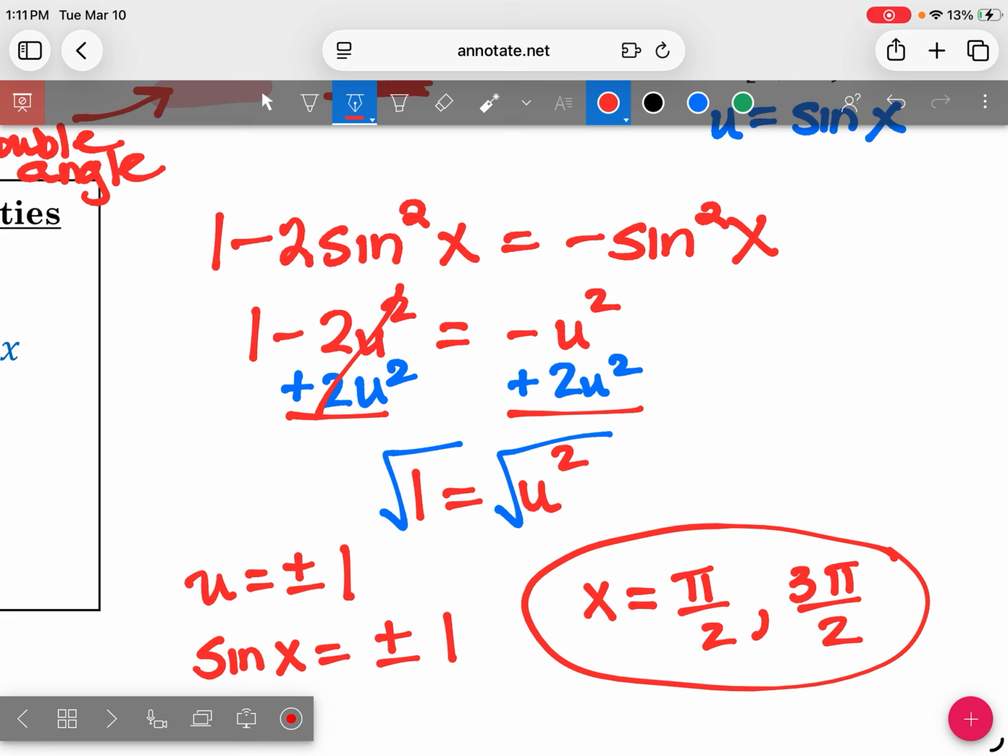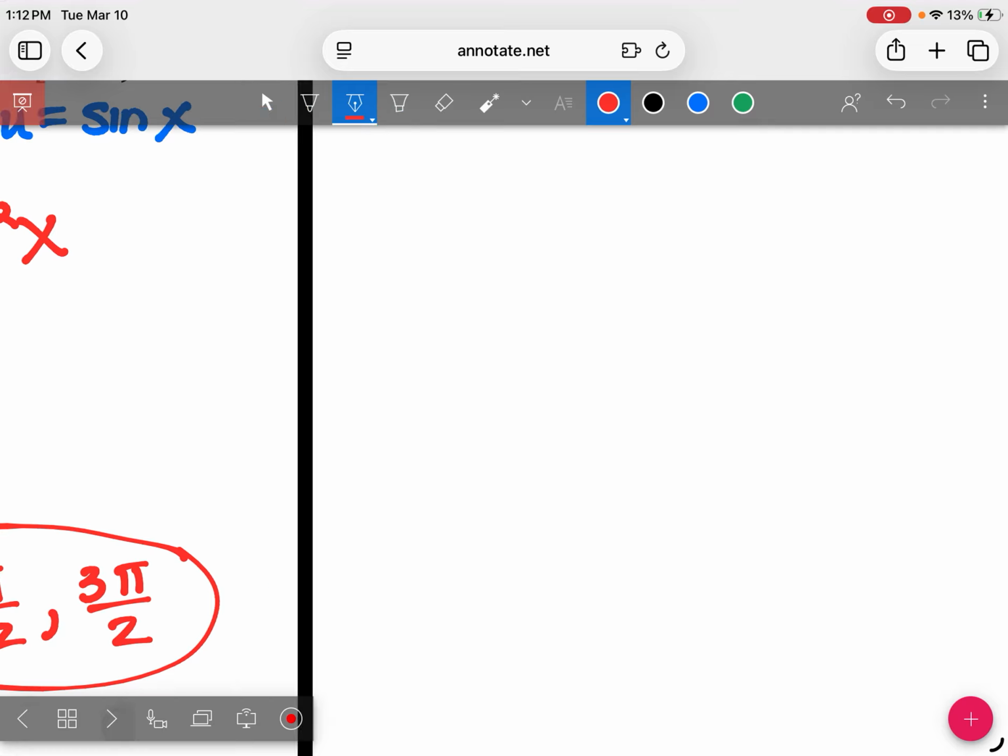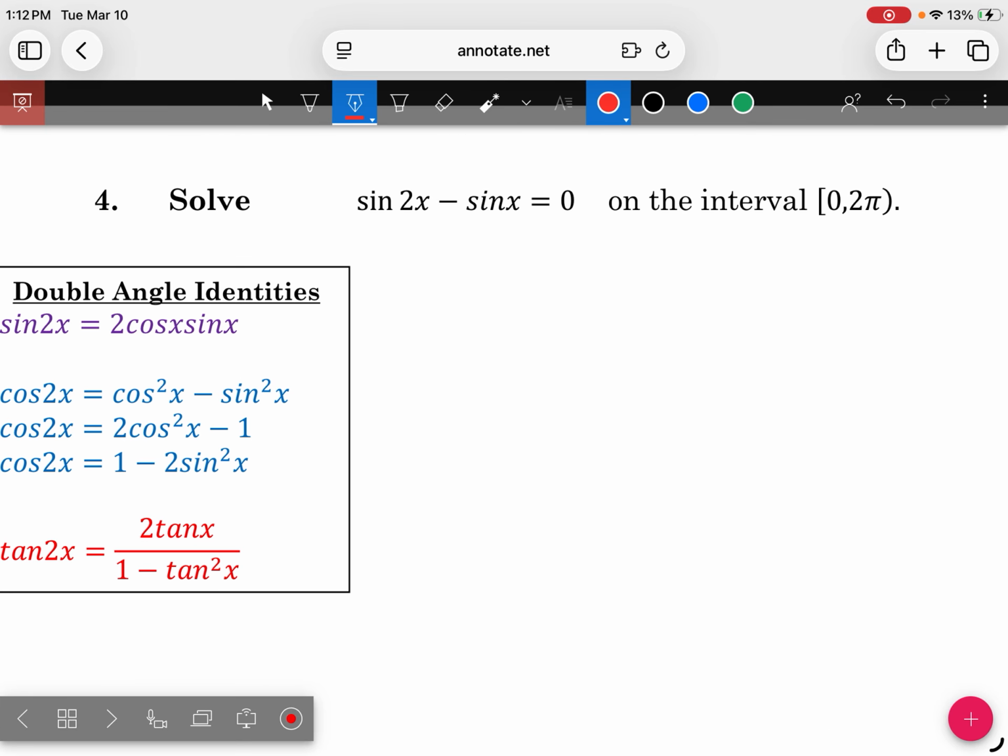Okay, any questions about this one? So again, if you see a double angle, if it says sine 2x, cosine 2x, tangent 2x, you have to do a substitution first. Okay, let's go to the next page. Let's look at number 4.